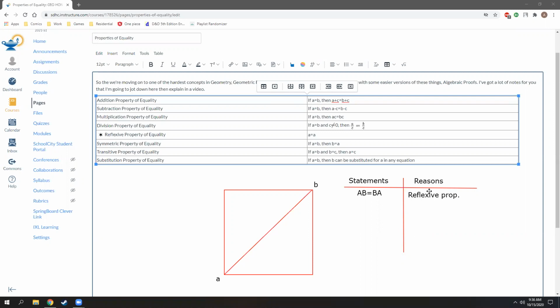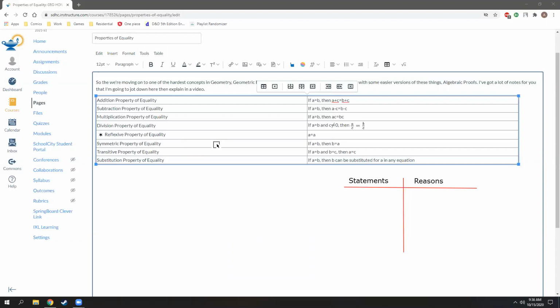But we won't be using reflexive property for a long time, which is probably why most students forget about it. But for now, just understand. And there's a star next to it because I really want you to remember it because it's gonna be very important. Okay. So moving on, I'm gonna keep the statements and reasons here because this is important.